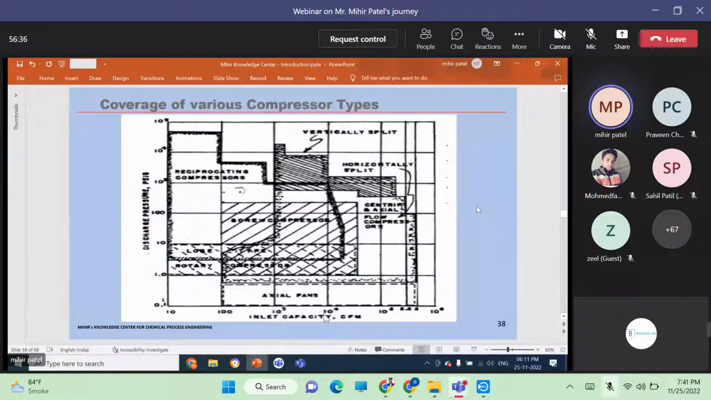Again, the coverage chart I've given here, as can be seen. So here you see the centrifugal is on the right side here, large capacities, and the recip compressors on the smaller capacity, left-hand side, but for very large discharge pressures. So discharge pressures can be quite high here. And then you have the screw compressors in the central here. Axial fans are here in the low pressure range. Capacities can be small to large.